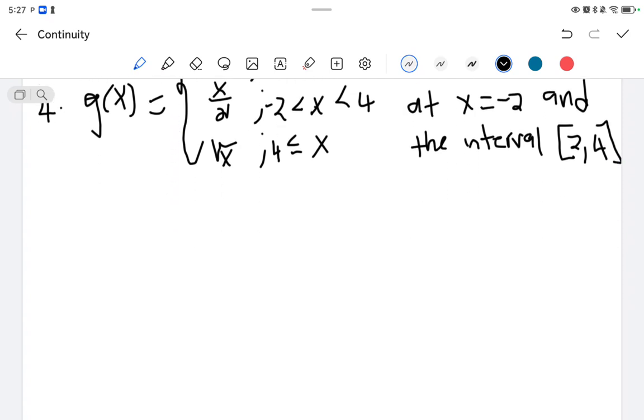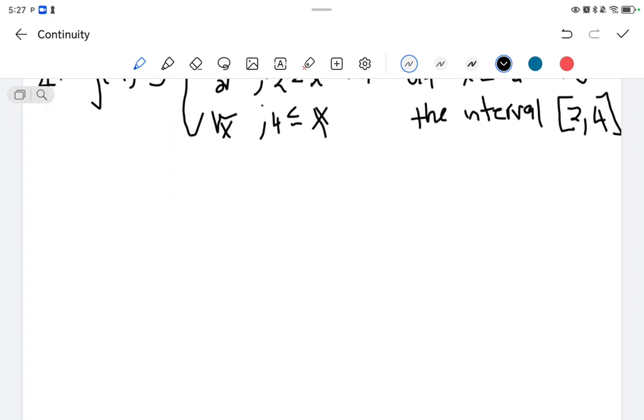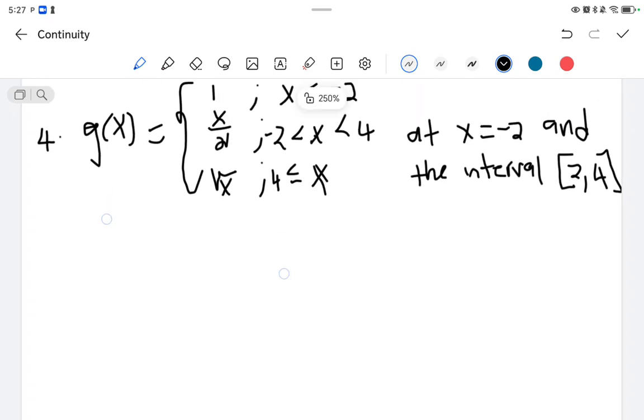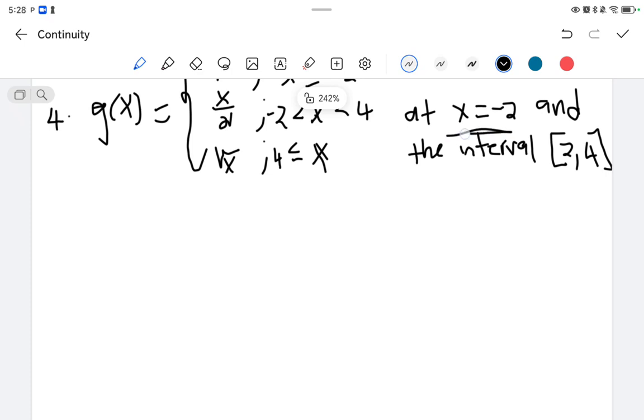We'll say right. Now what you're going to do first is check as usual, the first one at a point. In other words, here we're checking continuity at a point, and then here we'll check continuity on a closed interval. So, checking continuity at the point.